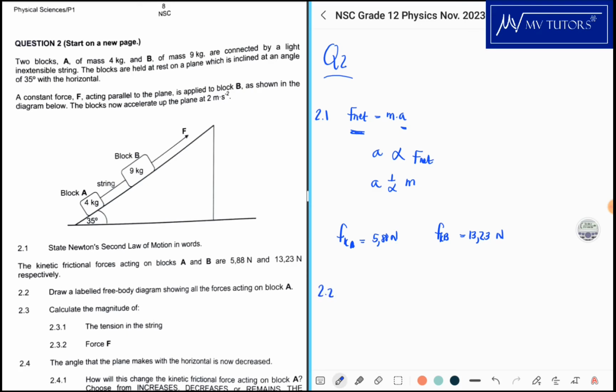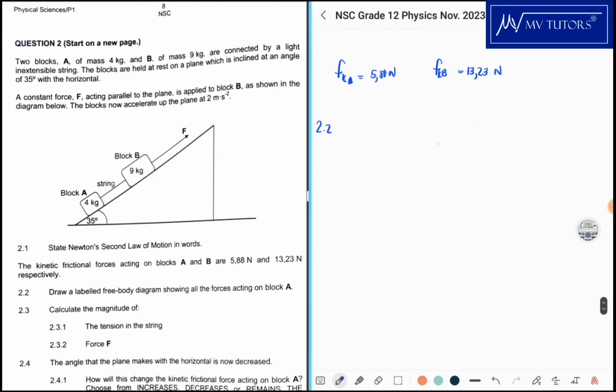So it says draw a labeled free body diagram showing all the forces acting on block A. Alright, so if this is your inclined plane, so that's A. Firstly, we're going to obviously start with the weight or your gravitational force, and then perpendicular to that you have your normal force. There's the tension force from the string.